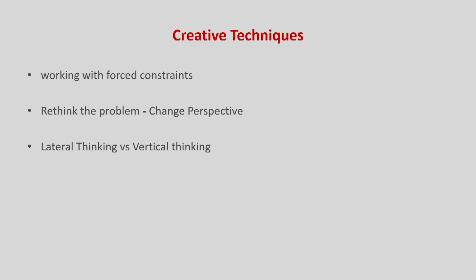The first one is working with forced constraints. Friends, this is a very unique approach to coming up with interesting ideas. Working with forced constraints means that when constraints are enshrined in your mind, you cannot think of anything else beyond what is being mentioned to you. That is the first technique through which you can come up with creative ideas.